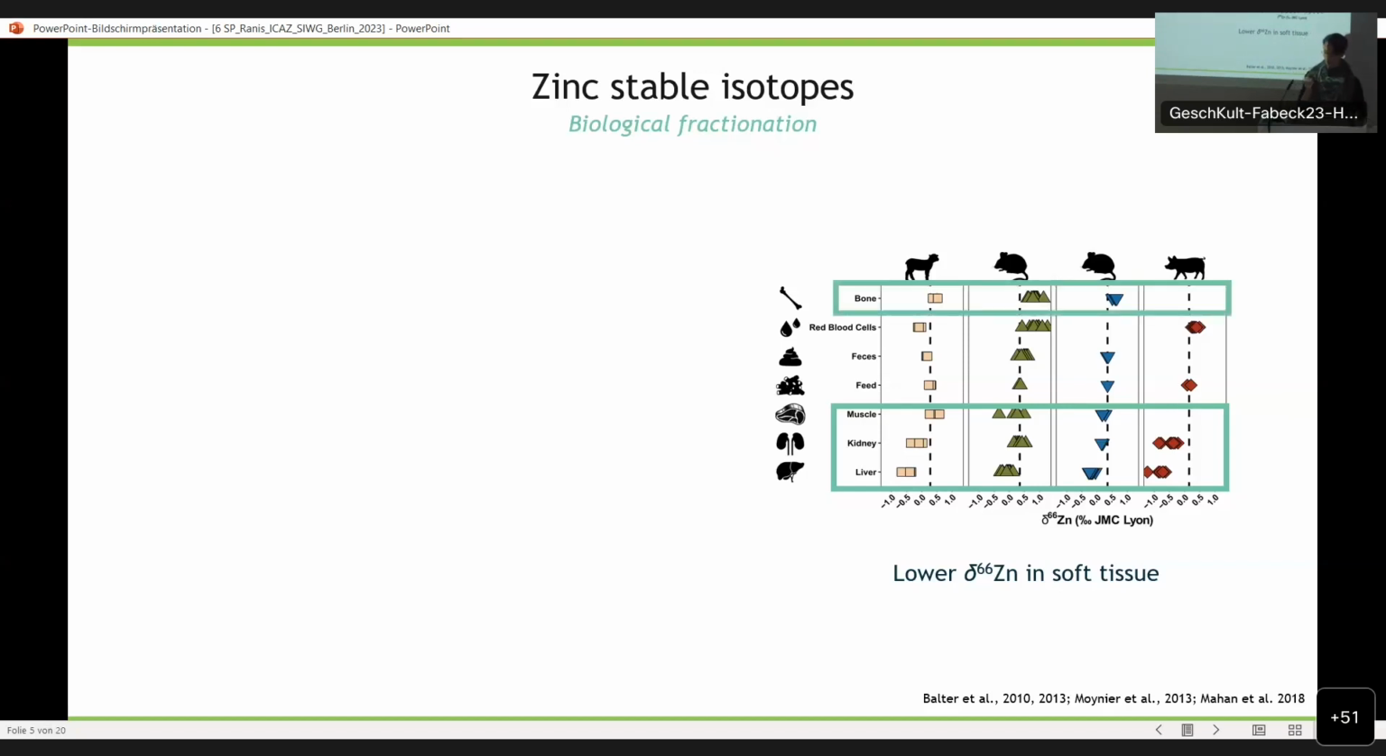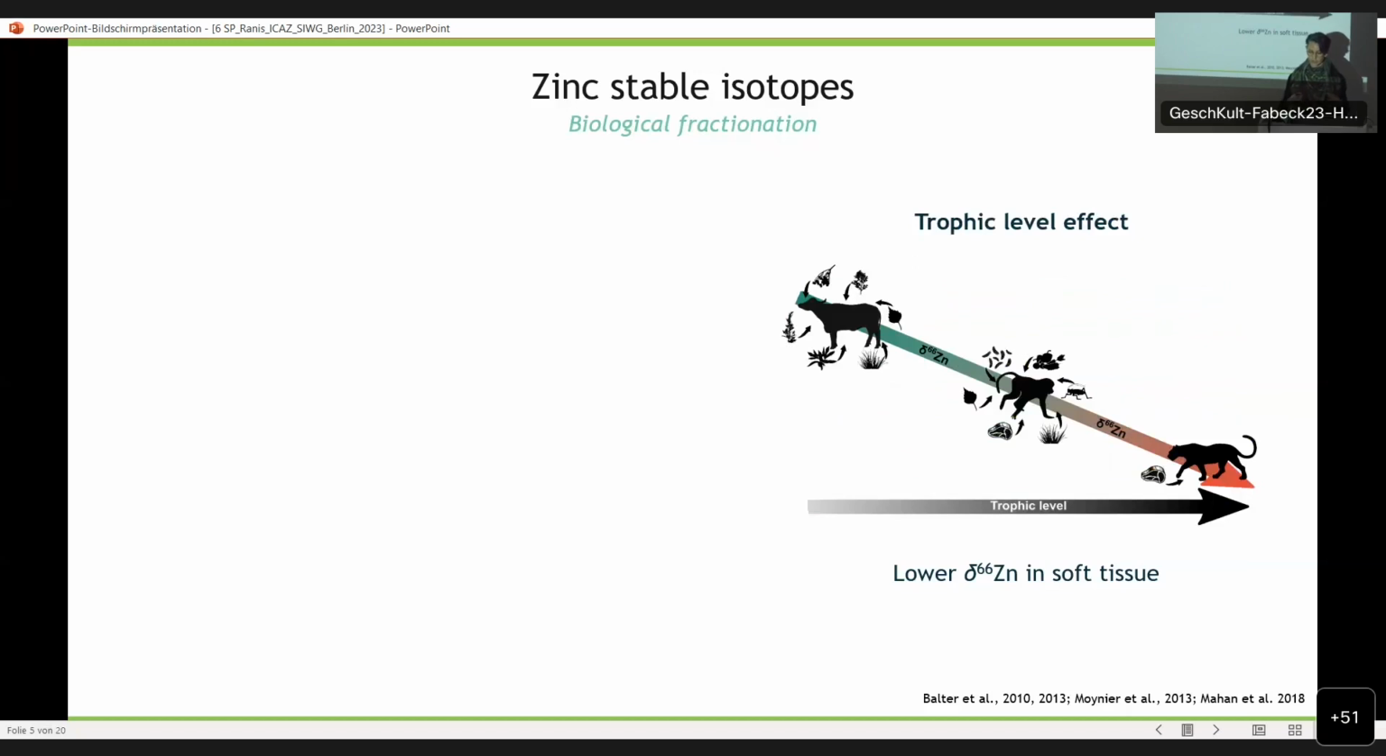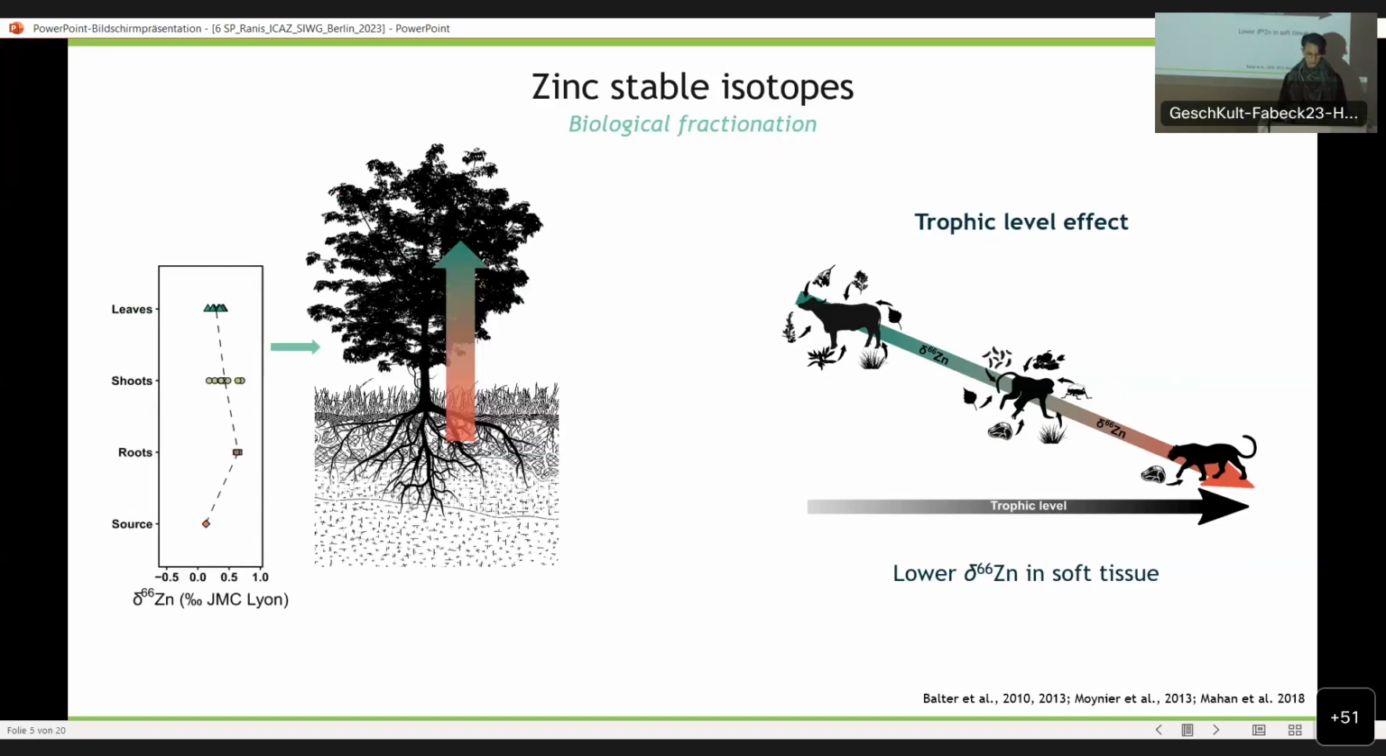Something also to note is that, for example, bone tends to have slightly higher stable isotopic ratios than soft tissue. And this leads to currently the most common application of zinc stable isotopes, which is trophic level reconstruction. But something to note is that it goes the opposite way, because if you have carnivores consuming prey, mostly what they eat is soft tissue, which has a slightly lower isotopic ratio. So you have a declining trophic level that goes the opposite way of nitrogen.